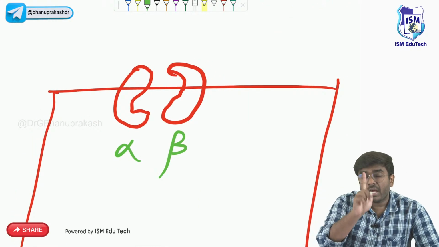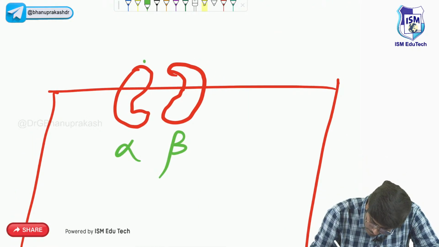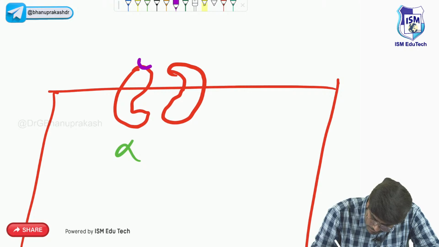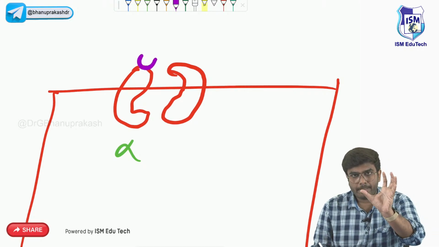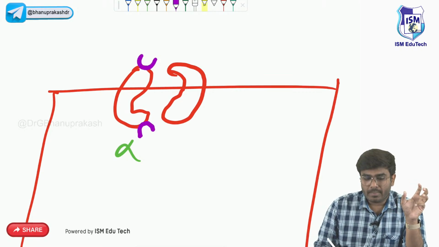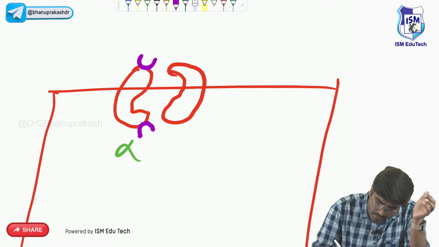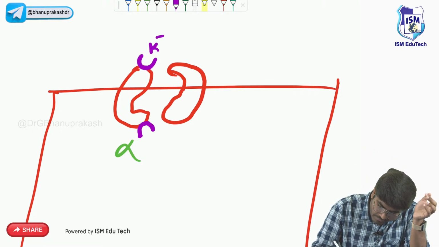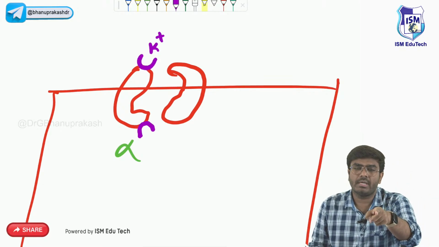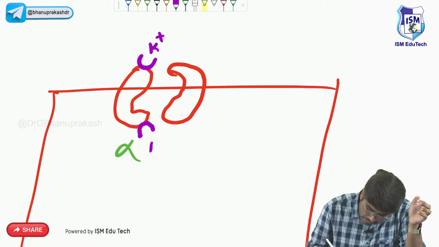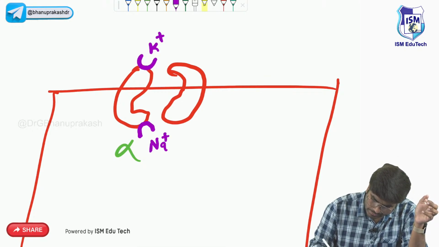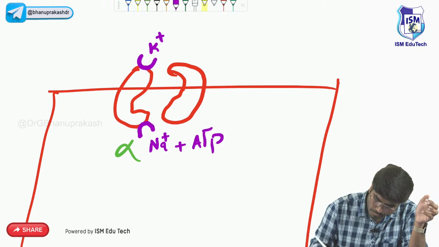Now, especially on the alpha subunit, MCQ: this is the extracellular side, right? In the extracellular domain there is an area, and intracellularly also there is an area. What is important, sir? These are the binding sites. The potassium will come and bind here in the extracellular domain of the alpha subunit. In the intracellular domain, sodium will come and bind, as well as ATP. ATP will also come and bind.